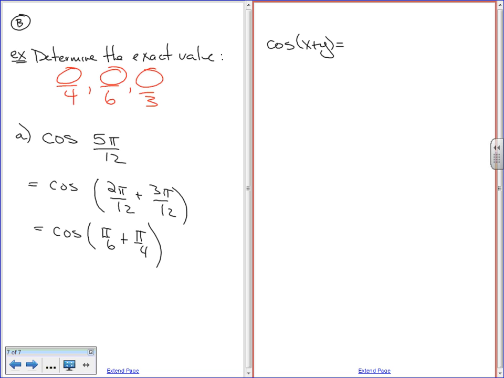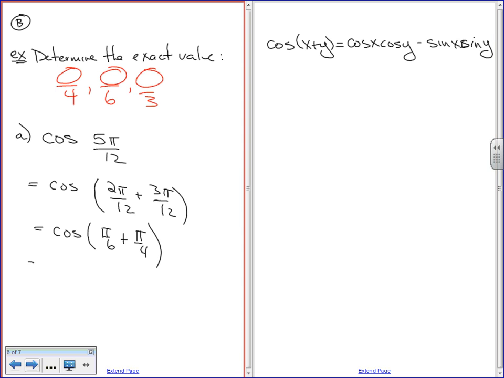So the addition formula for cosine is the cosine of the first angle times the cosine of the second angle, subtract the sine of the first angle times the sine of the second angle. So that's the addition formula for cosine. So what we're going to do is expand this using my addition formula for cosine.